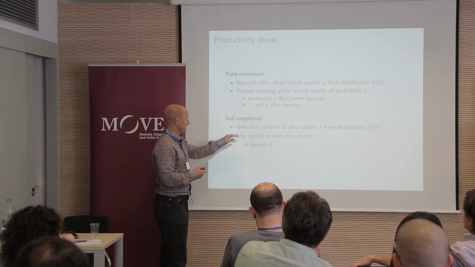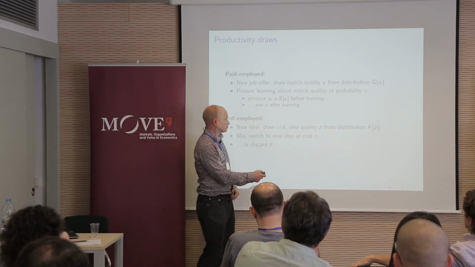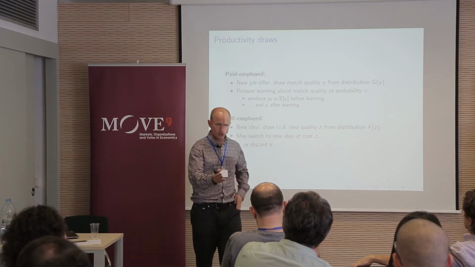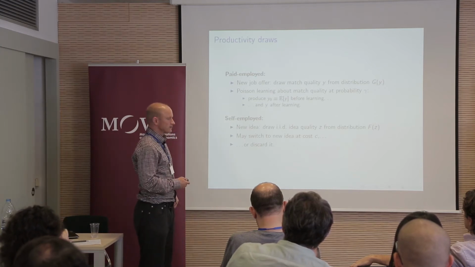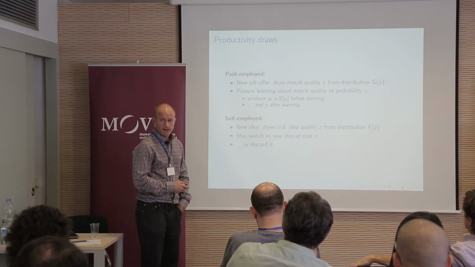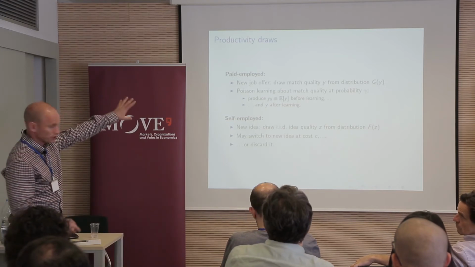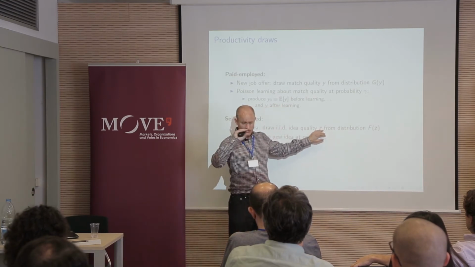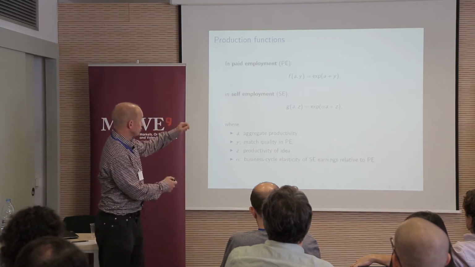The self-employed, when they have a new idea, draw an idea quality from a distribution f(z). They may switch to a new idea at cost c, that's the startup cost, but there's not going to be a financing constraint, right? So they just have plain linear utility, they have no trouble to finance that, or they may discard it, right? The distribution doesn't depend on aggregate shocks or something like that. It will, yeah, but I'm going to put that in a different way, right? So think about this as cleaned, that's the business cycle cleaned version of idea quality, okay? Later I'll show you how it varies.